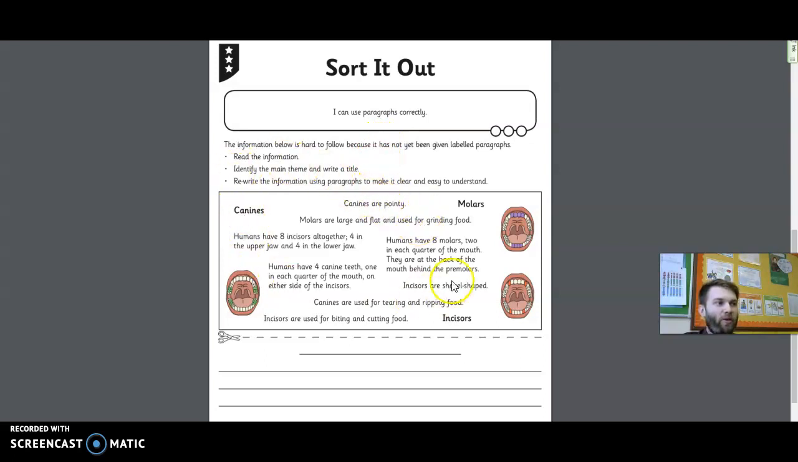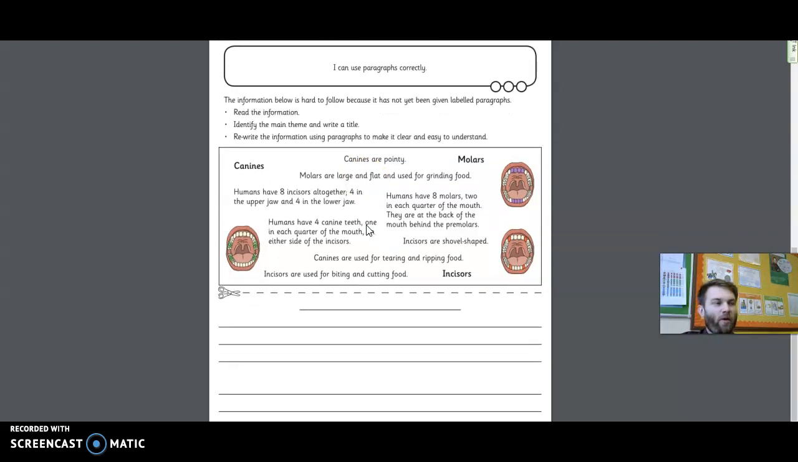You've got a load of information here in the table, and you've got to rewrite it into paragraphs. Now you've got to make it easy for someone to follow by putting the right information into the right paragraphs.